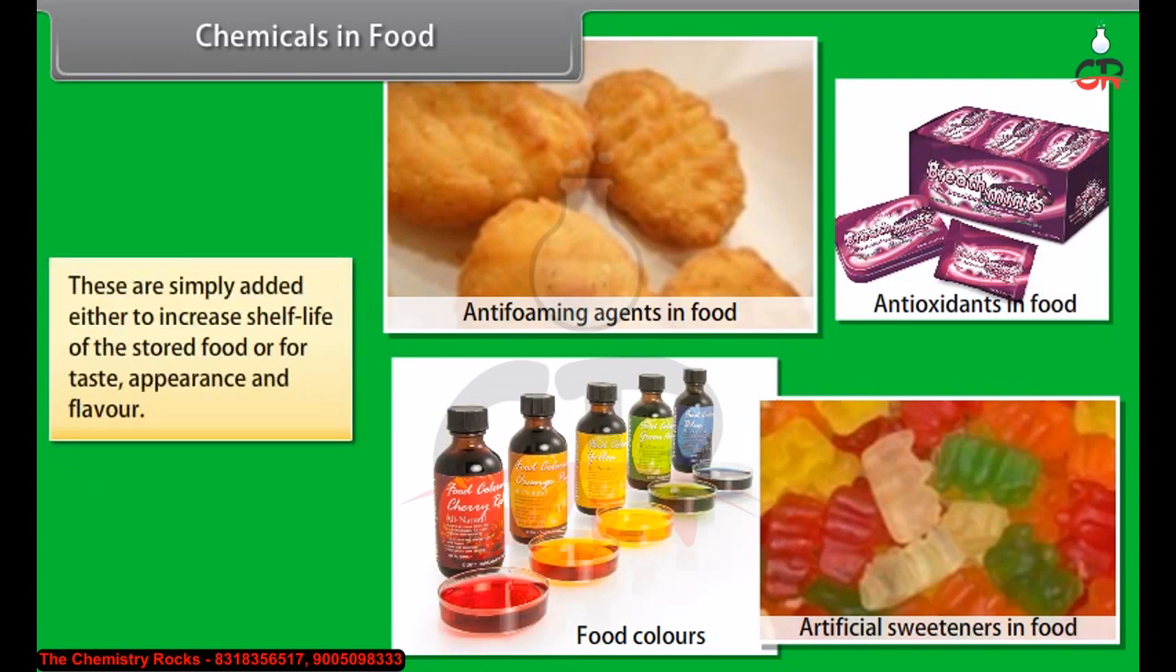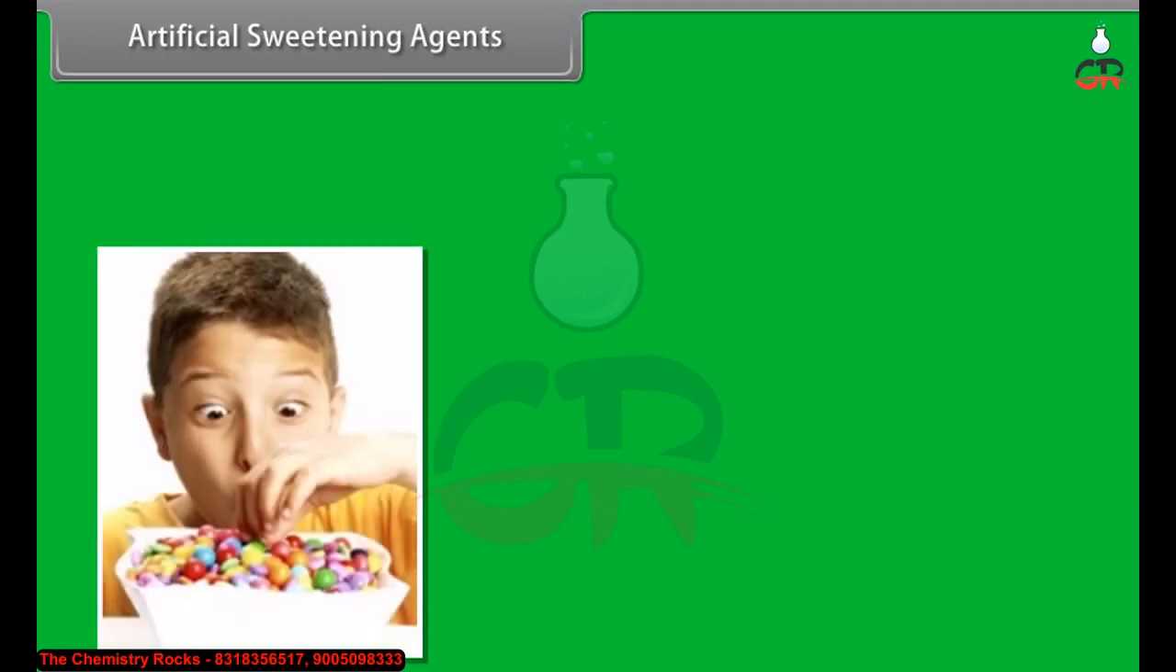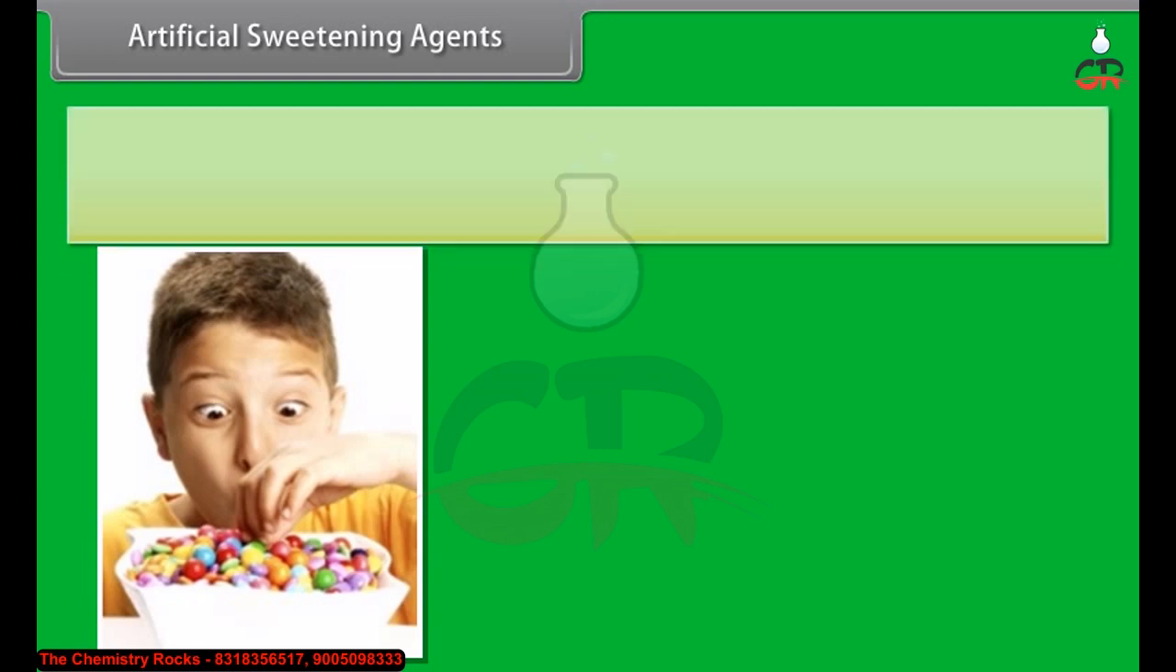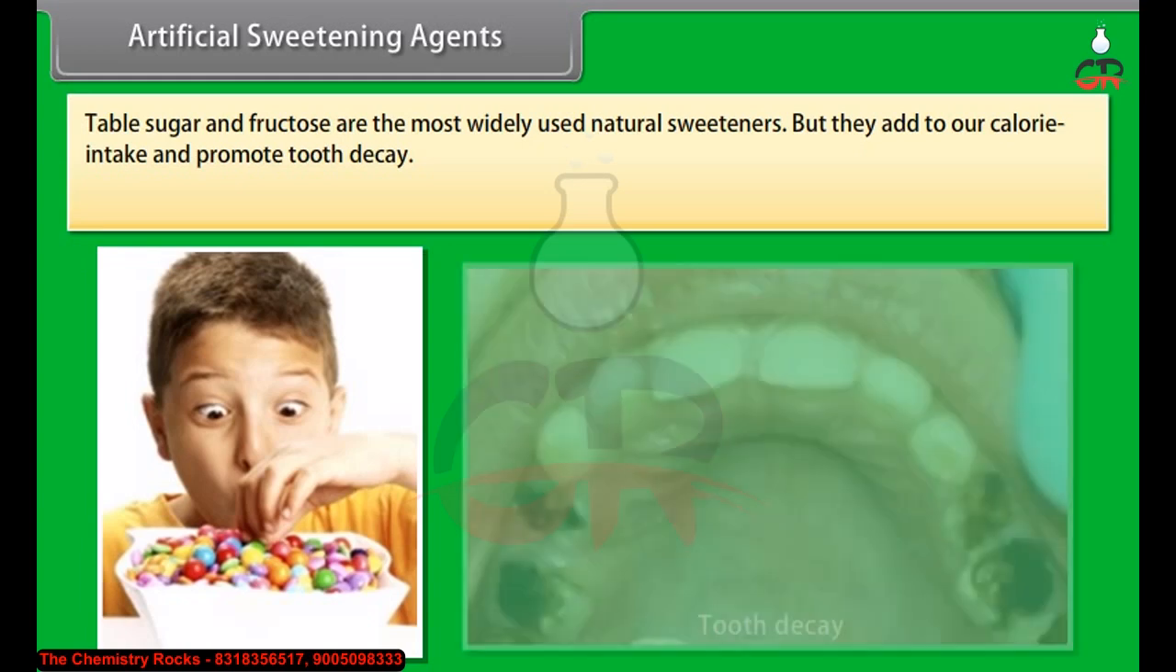These are simply added either to increase shelf life of the stored food or for taste, appearance, and flavor. Artificial sweetening agents. Sweetness is a matter of taste, but almost everyone has craving for sweets. Table sugar and fructose are the most widely used natural sweeteners, but they add to our calorie intake and promote tooth decay.